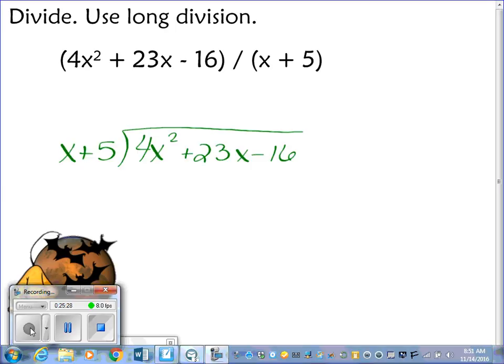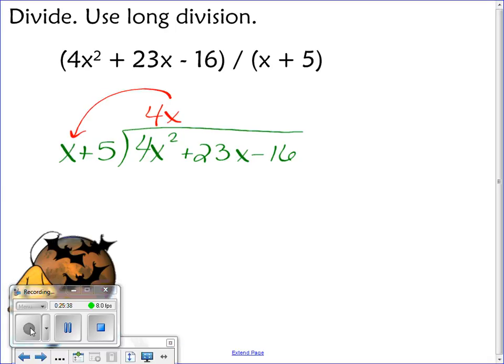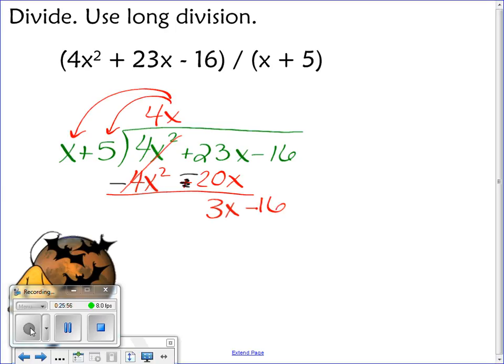All right, guys, let's go through this, shall we? Going through the process, what do you multiply x by to get 4x squared? 4x. Good job. We multiply 4x times x. 4x squared. 4x times 5. Then change your signs. So this cancels. It gives me 3x. Bring down the minus 16. Start again. What do you multiply x by to get 3x? 3, positive 3. Distribute. So we get 3x.